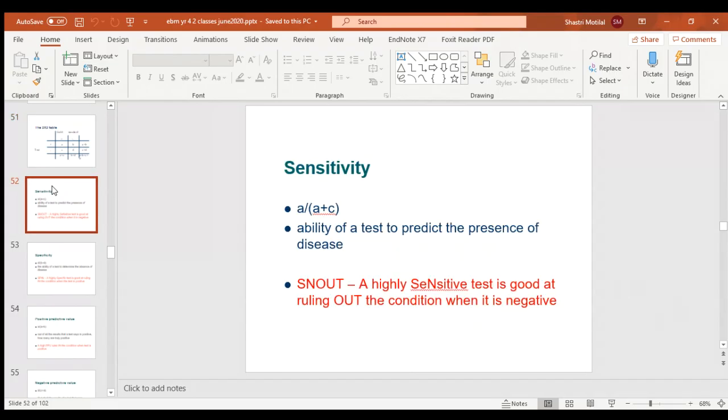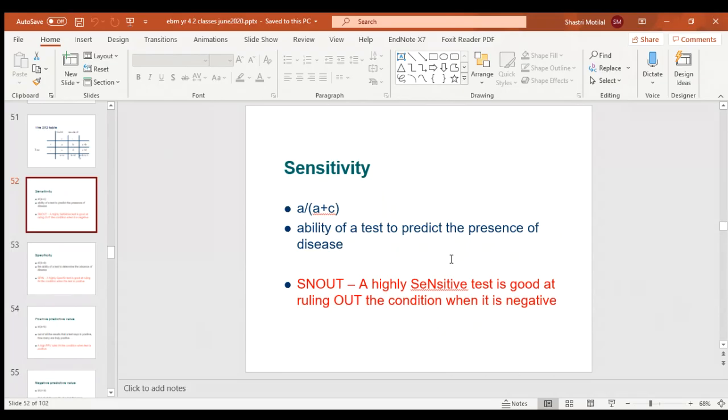That's why the mnemonic I have up here for you all to just learn by rote is SNOUT. SN, sensitive, OUT, rule out. A highly sensitive test is good at ruling out a condition, of course when the test comes back negative. The test has to come back negative for you to rule out the condition, and that's the way we use sensitivity. So I have the mnemonic up on the slide here, just to learn it by rote.